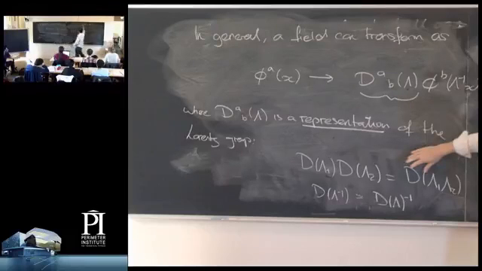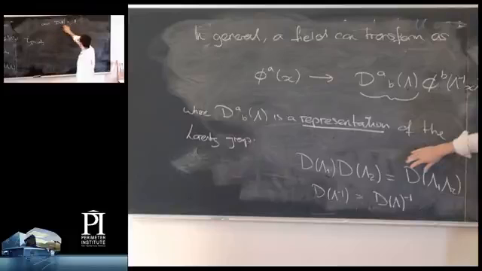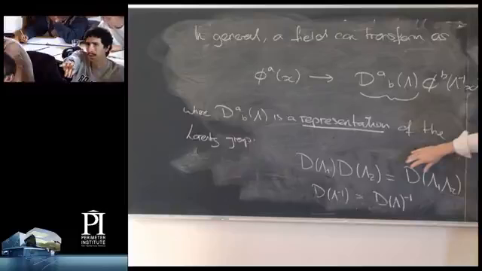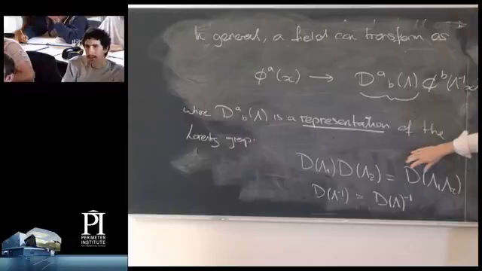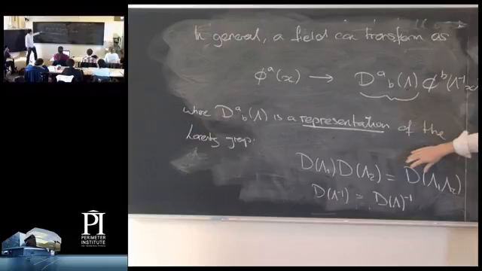And then there's this trivial one: if you don't do a Lorentz transformation, then D is also 1. You'd think with the first two axioms, this third one follows. Yeah, you could well be right. Good, so what we want is to find all possible Ds such that this is true. That's what's meant by finding all representations of the Lorentz group.